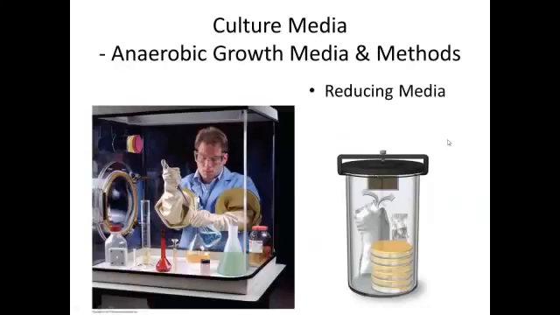Let's talk about reducing media again. This is media that we use to grow organisms that can't survive in the presence of oxygen. So we either use reducing media that takes oxygen and combines it with hydrogen and makes water out of it, which is safe for all organisms, or we put them in a situation where we control what gases they're exposed to. So over here is what's called an anaerobe jar.